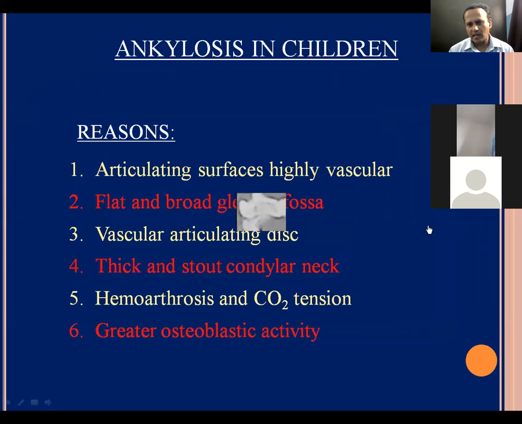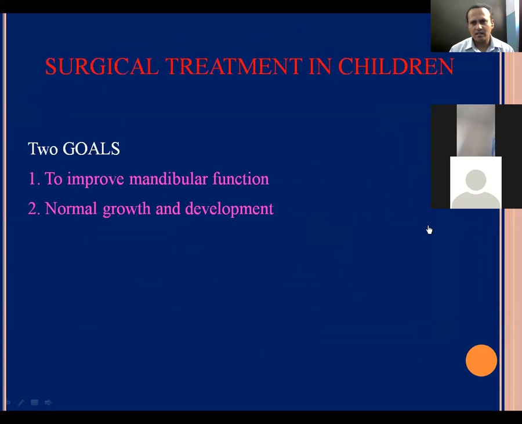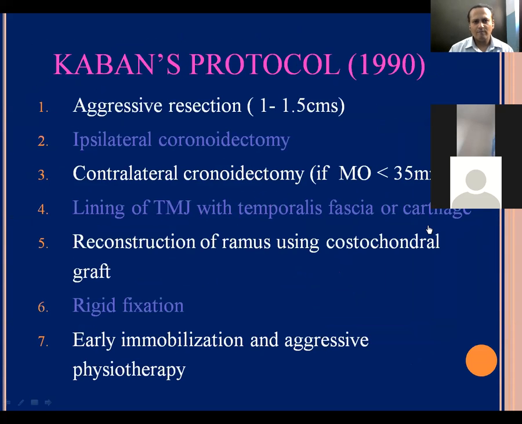Then the reasons why ankylosis is more common in children. Then the surgical treatment options. These are covered today. There is Kaban's protocol in management. The basic difference between Kaban's protocol and the management of adult ankylosis is that reconstruction of the ramus using an osteochondral graft is considered in children because the growth is still not complete. To achieve growth, we do this extra step.